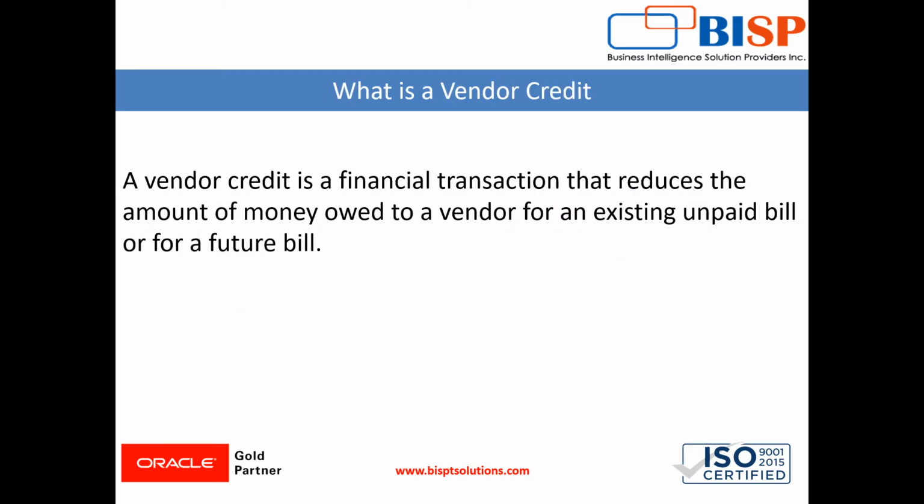So, a vendor credit is a financial transaction that reduces the amount of money owed to a vendor for an existing unpaid bill or for a future bill. In other words, vendor credits are credits that you receive from your vendor, and they are treated as equivalent to physical cash that the vendor owes you. This helps us keep track of money you are owed until it is either paid by the vendor at a later date, refunded, or subtracted from any future bill amount due to that vendor.